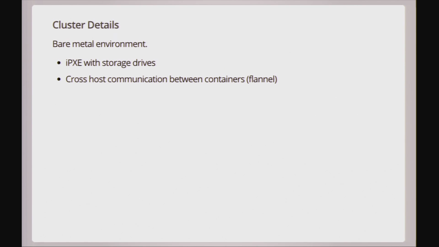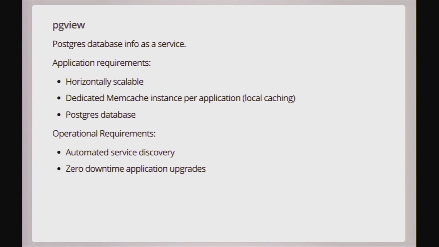And then I need cross-host communication. So a lot of people's experience with Docker by default doesn't work because two host containers can't talk across the board. Flannel will take care of that. So this is my infrastructure requirements. And here's the app itself.